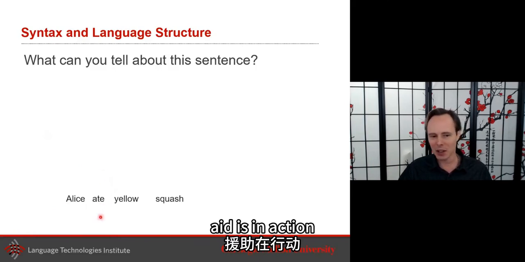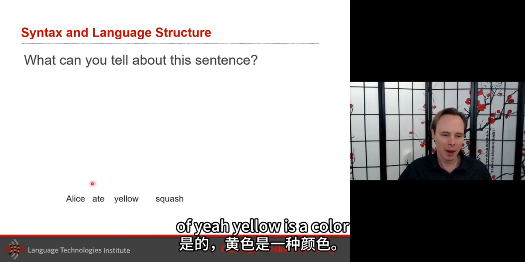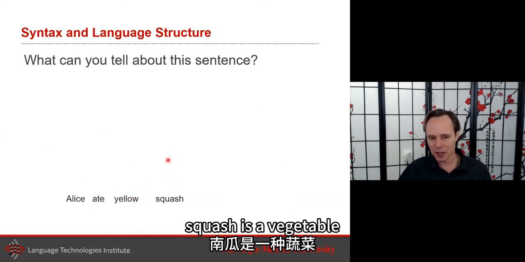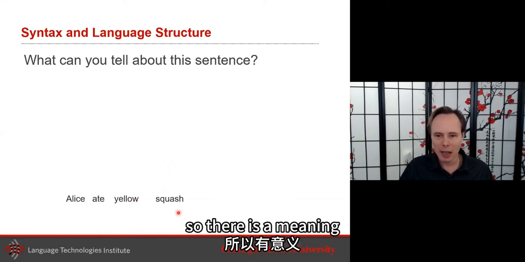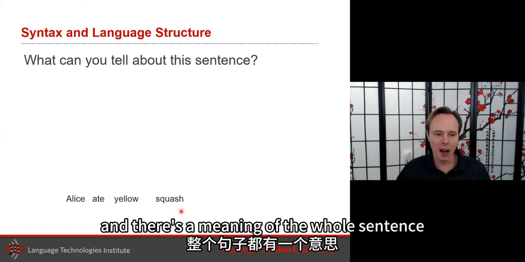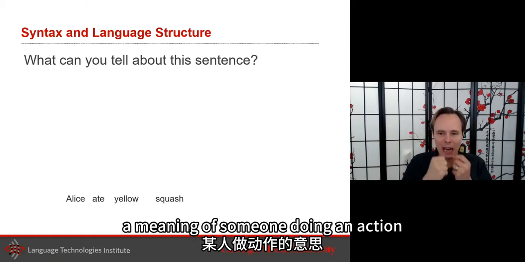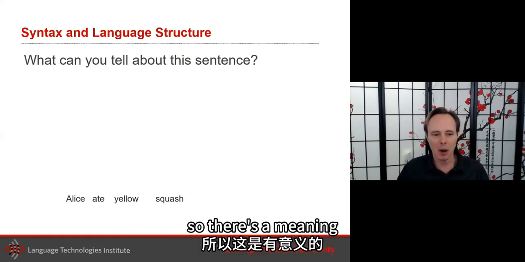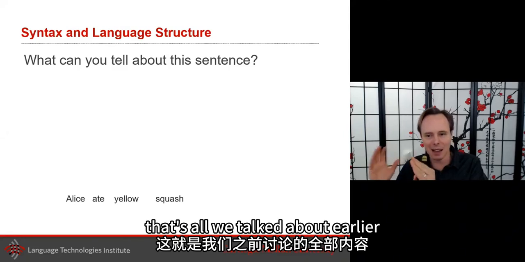Ate is an action, yellow is a color, squash is a vegetable. So there's a meaning of the whole sentence, a meaning of someone doing an action of eating a vegetable. That's all we talked about earlier.